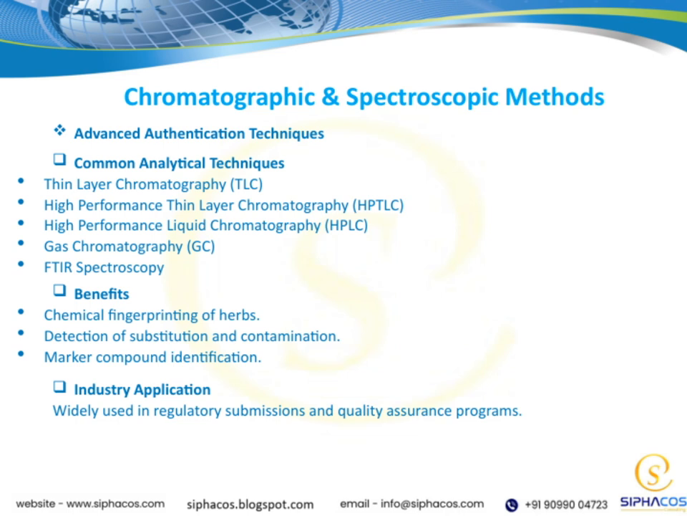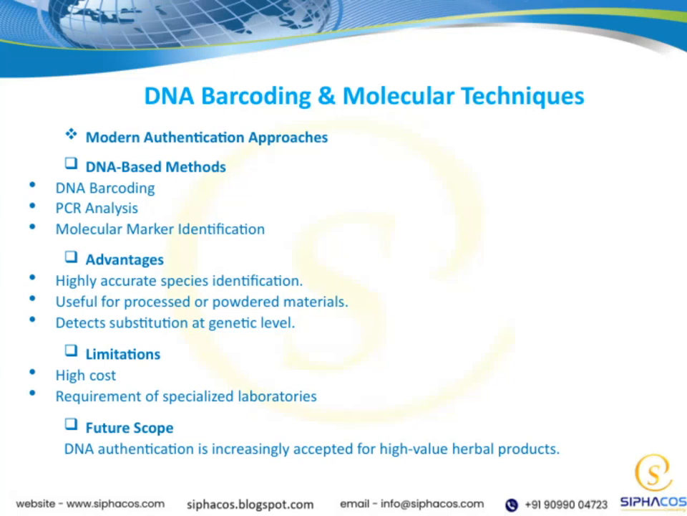Additionally, they help in identifying marker compounds, which are specific indicators of a particular herb's quality. In terms of industry application, these methods are widely used in regulatory submissions to meet compliance standards. They are also essential in quality assurance programs, helping manufacturers maintain high standards and verify the authenticity of their products. Overall, these advanced analytical techniques are vital for ensuring the safety, efficacy, and authenticity of herbal and natural products in the marketplace. Let's delve into DNA barcoding and molecular techniques as modern approaches to authentication.